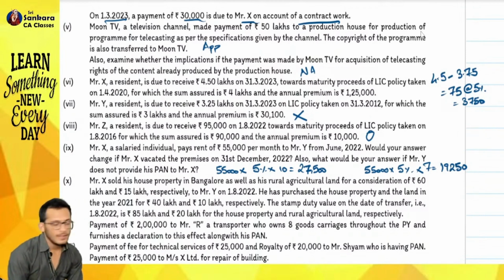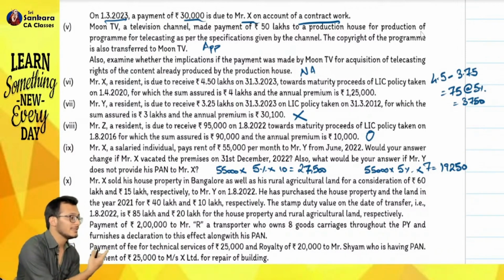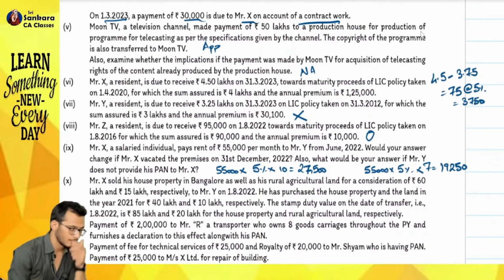Option number 2, if you vacated on December, it is 55,000 into 20% into 7. The number is 77,000. You have only paid rent of 55,000. They are asking you to deduct. You will deduct. That's all is the answer. So in both the options, you will deduct TDS of 55,000 and leave it there. Done.